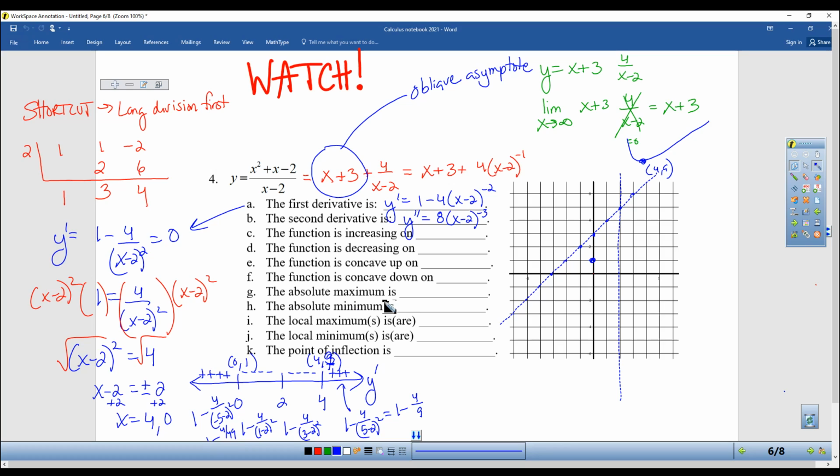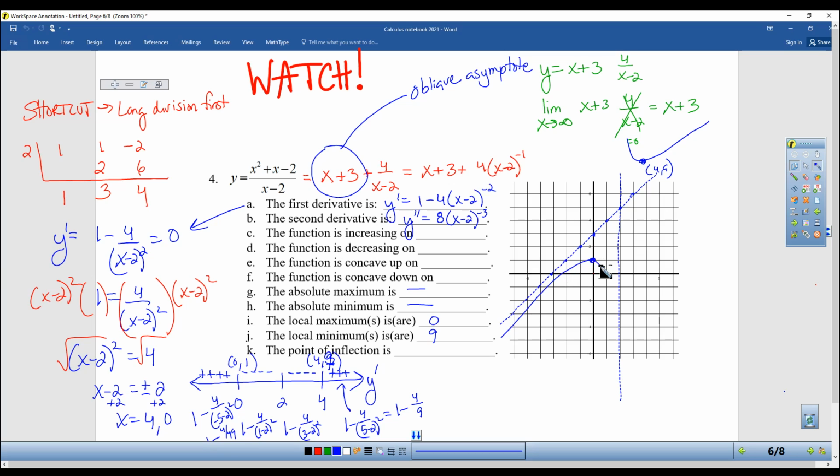So the absolute maximum, there's none. And the absolute minimum, none. But the local maximum, okay, this is really funny. The local maximum is 0, and the local minimum is 9. And sometimes that throws people. They're like, how could the maximum be a smaller number than the minimum? Because it's local. It just means compared to everything around it.